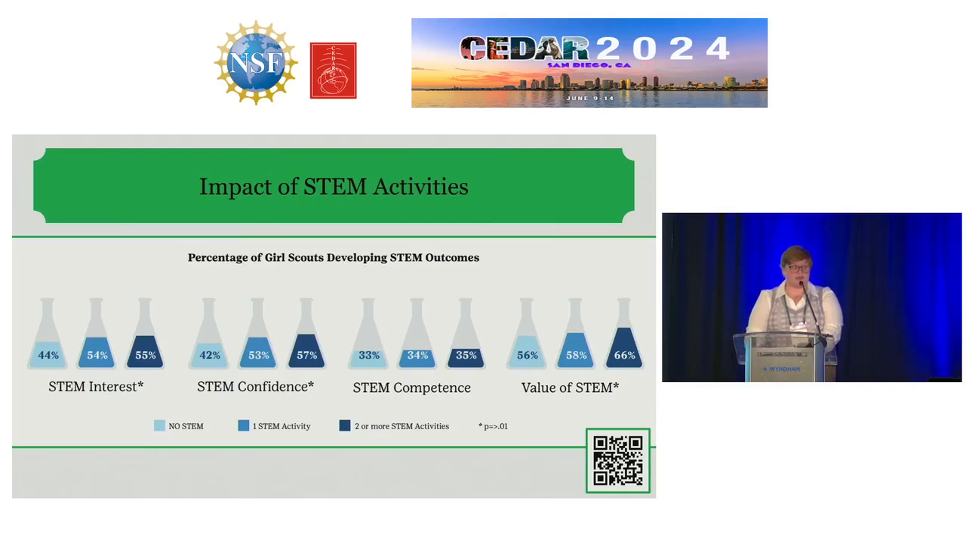The impact of STEM activities really can't be understated for these kids. Similar to what Jesse said, these are the things about STEM identity: their interest in it, their confidence in the material, their competence towards it, as well as what they see as the value of it. The lightest blue is if they've done no STEM activities, and the darkest blue is if they've done several.